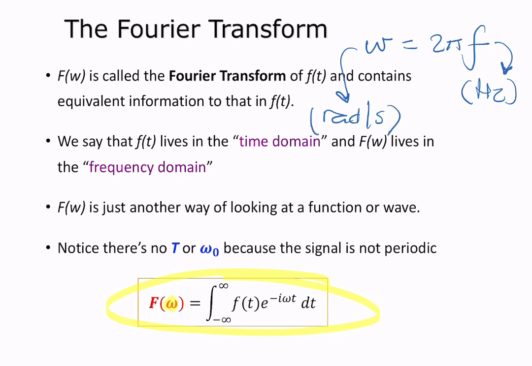Okay. Other thing to note is that we use lowercase f and t for our time domain notation. We use uppercase F and omega for our frequency domain notation. And because our function is a function of time, we integrate over time. And as I said, there's no omega naught and no T because we're not dealing with a periodic waveform. Okay, so the important thing in this slide is this expression here.